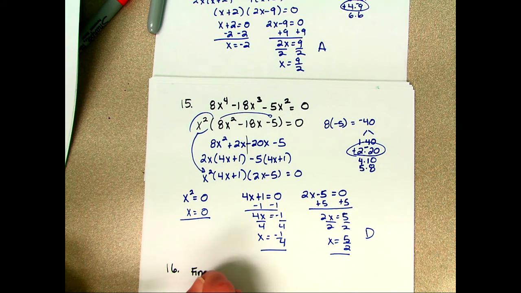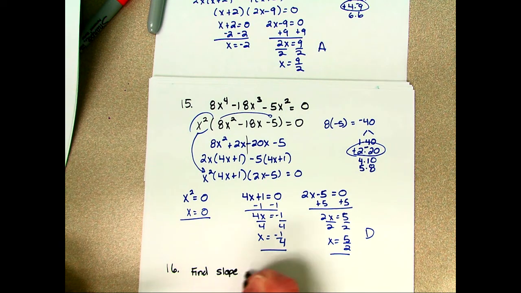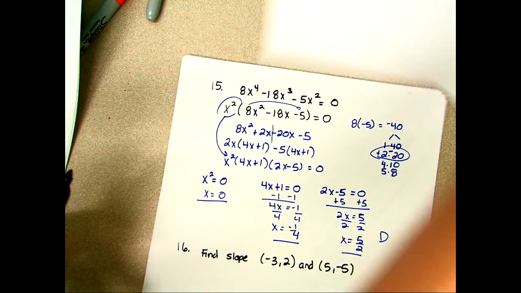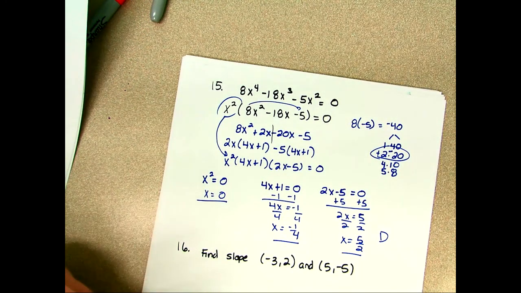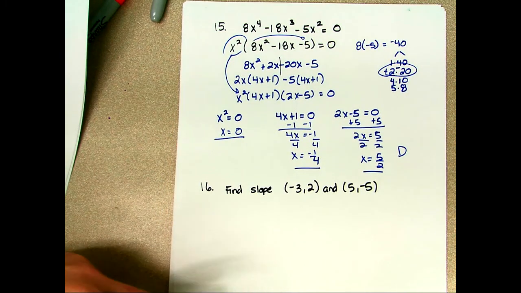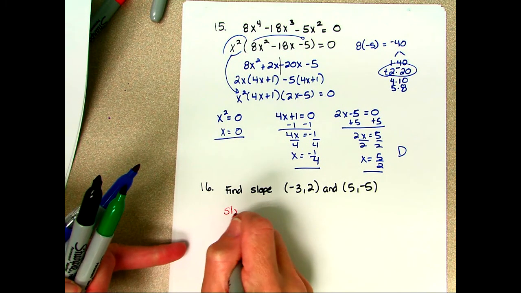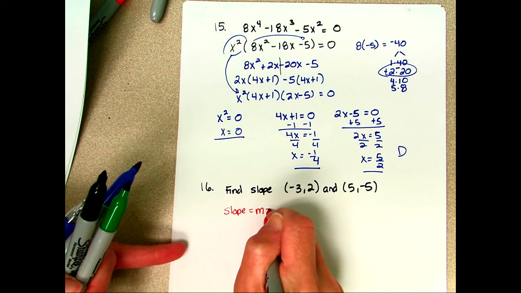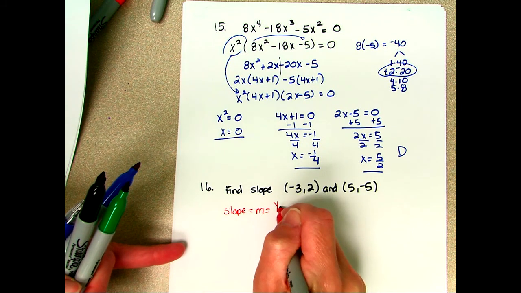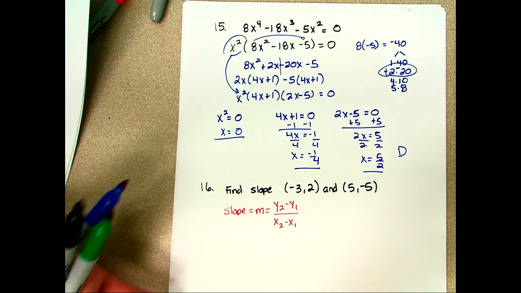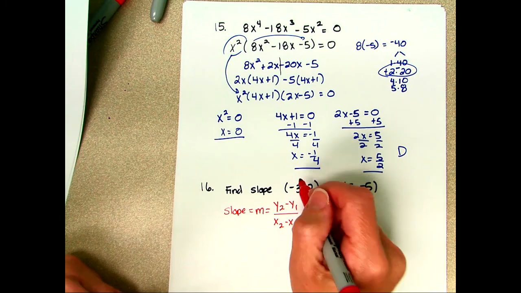Number 16, find the slope. We're given 2 points: negative 3, 2, and 5, negative 5. Formula for slope: slope, or m, is equal to the difference in y's, the change in the y direction, over the difference in x's, the change in the x direction. Points are labeled x, y.